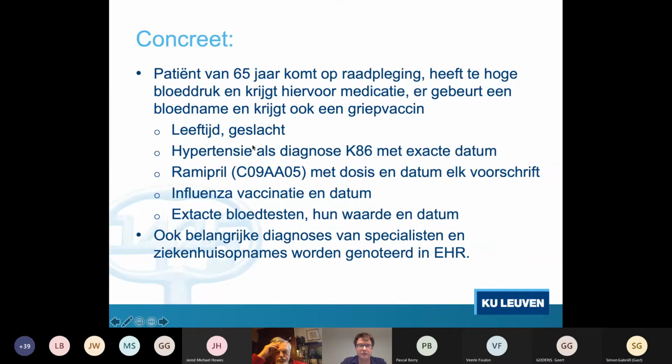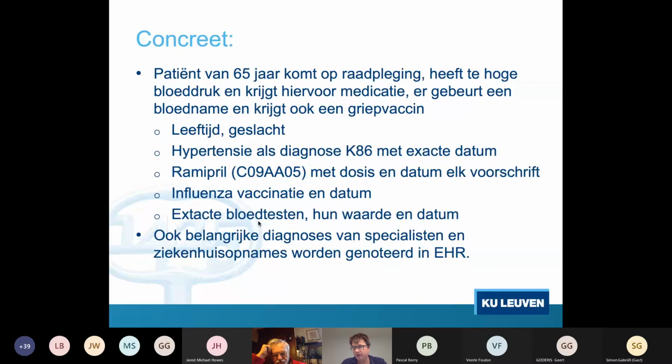Well, of course, the age and the gender. There is a registration of hypertension, that's a diagnosis with an exact date. There is a prescription of a certain drug, in this case Ramipril, again with a dose and a date. There is an influenza vaccine that's administered, also with a date. And if you take blood, you have the exact blood tests, their value, and the date. We do have other types of consult, but basically that's what remains in the Intego database after extraction from the files of the GP.